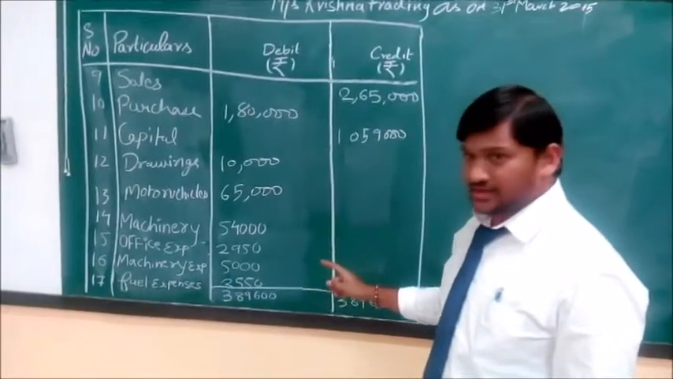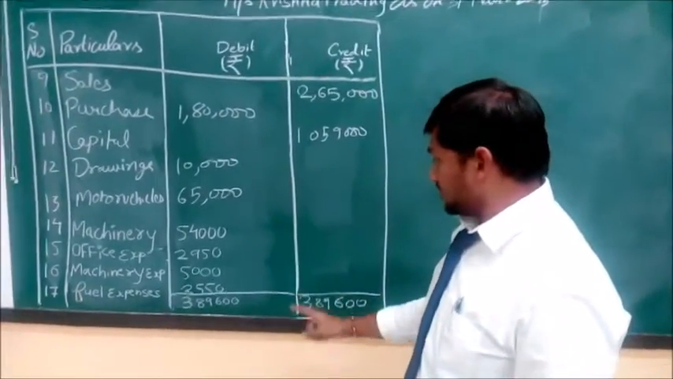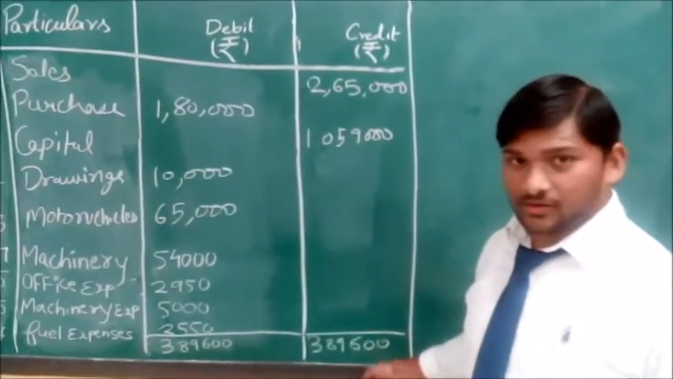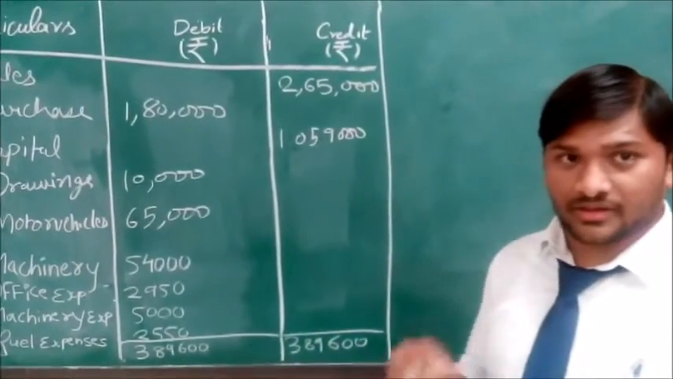So total is 3,89,600. It is equal on both the sides. So the balance is tallied on both sides, then the trial balance is correct.